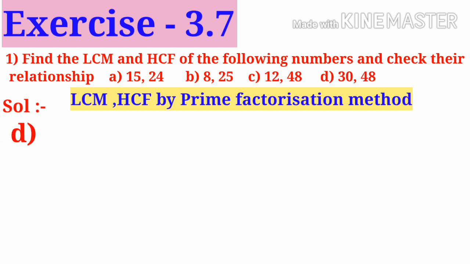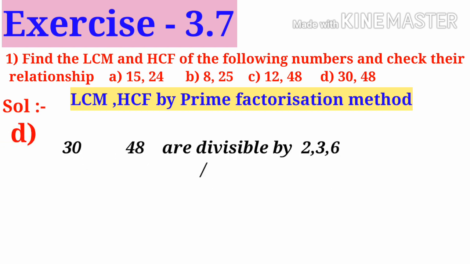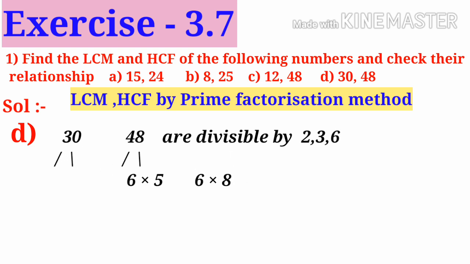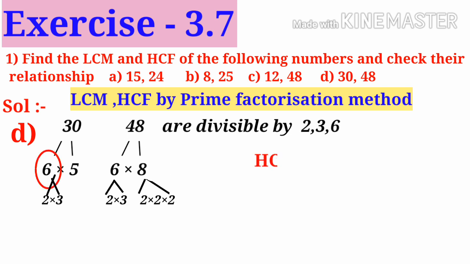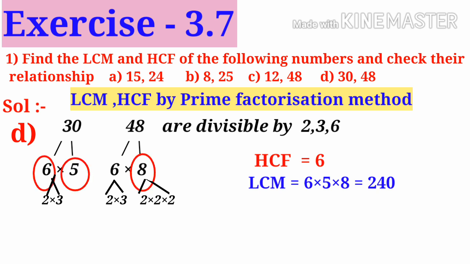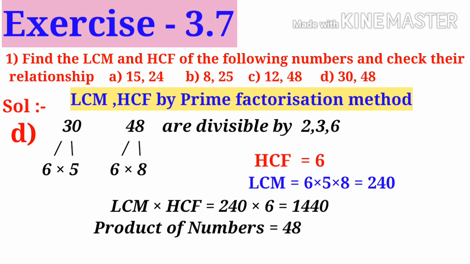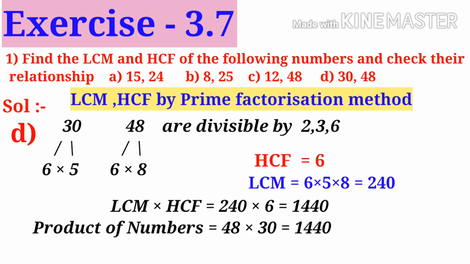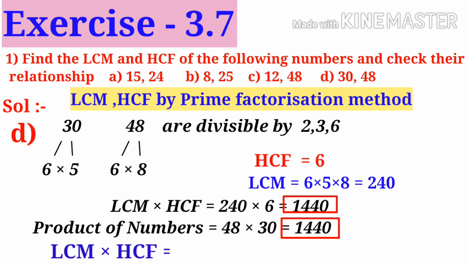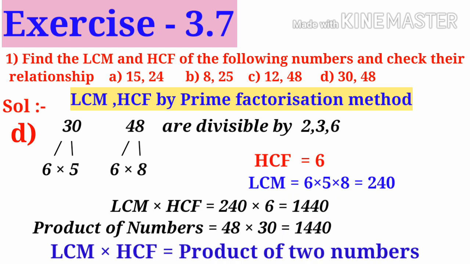So problem D. 30 and 48 are divisible by 2, 3 and 6. Highest factor is 6. So write these numbers as multiples of 6 as 6 into 5 and 6 into 8. So common factor 6 is the highest common factor, and LCM is product of one common factor 6 and remaining factors 5 and 8, that is 6 into 5 into 8, that is 240. Now LCM into HCF is 240 into 6, that is 1440. Product of numbers 48 into 30 is also 1440. Products are same, so LCM into HCF is equal to product of two numbers.